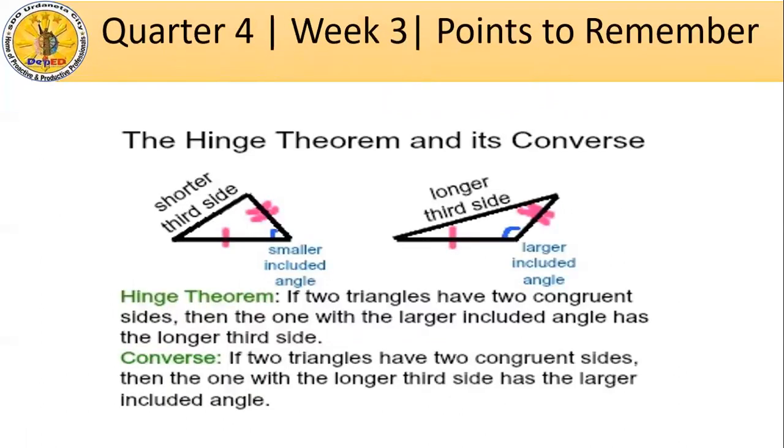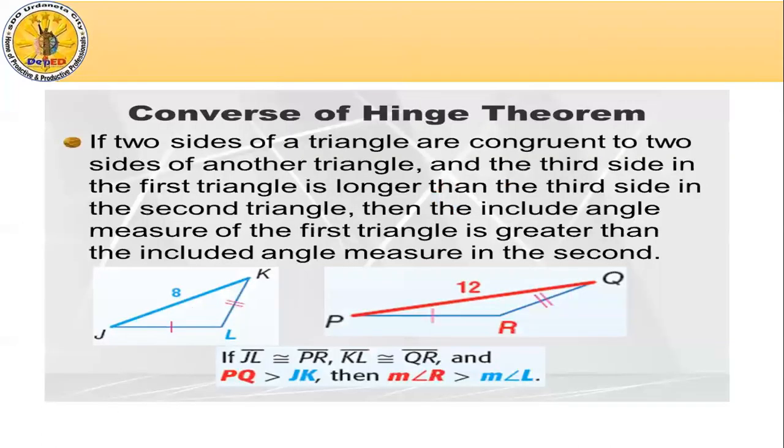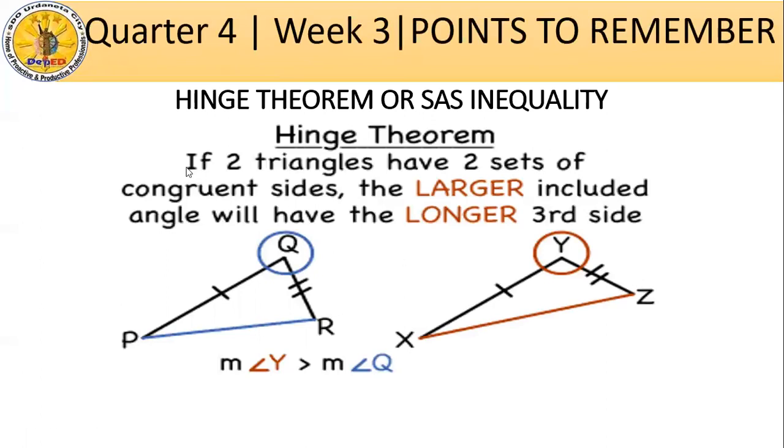So the Hinge Theorem and its converse. The Hinge Theorem states that if two triangles have two sets of congruent sides, the larger included angle will have the longer third side. So Hinge Theorem is also known as the SAS inequality theorem, or the side-angle-side.